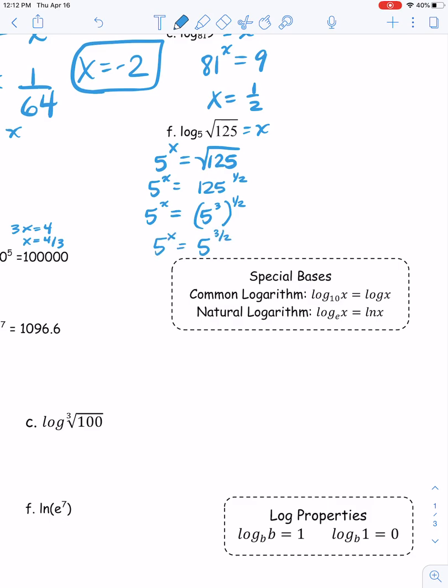Because my bases are the same, I can set my exponents equal to each other. So now I know that x is equal to 3/2. So 5 to the 3/2 power equals the square root of 125. And you can check that in your calculator.